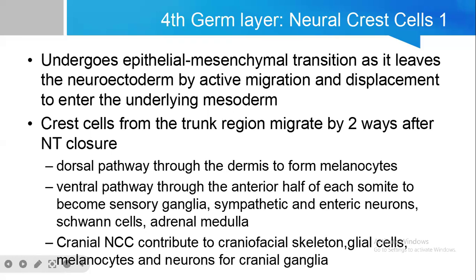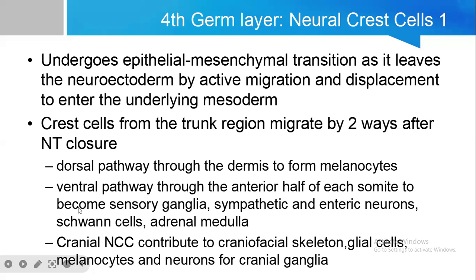So these crest cells, when they migrate, migrate in two ways. So they can either use a dorsal pathway or a ventral pathway. The dorsal pathway is the one way there is migration through the dermis, or basically they will migrate through a part of skin, and they pass through the already formed basal lamina, and they form melanocytes in the skin. So crest cells that migrate through the dorsal pathway are the ones that form melanocytes for melanin in skin.